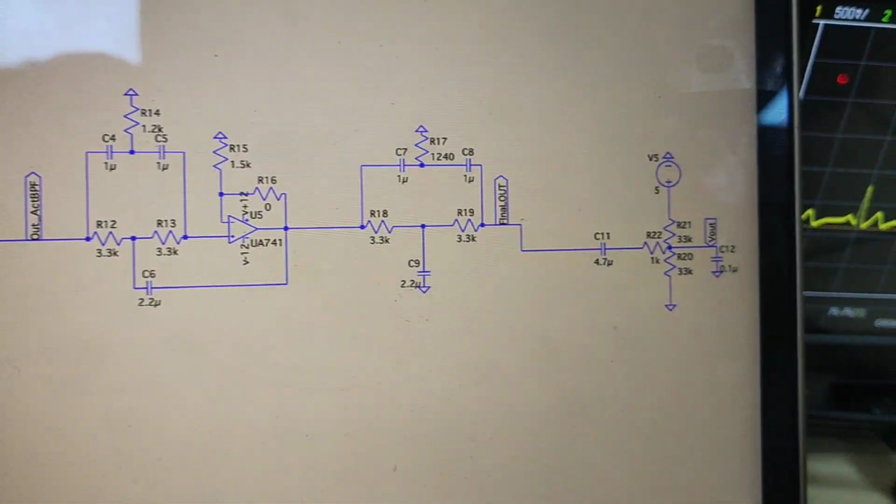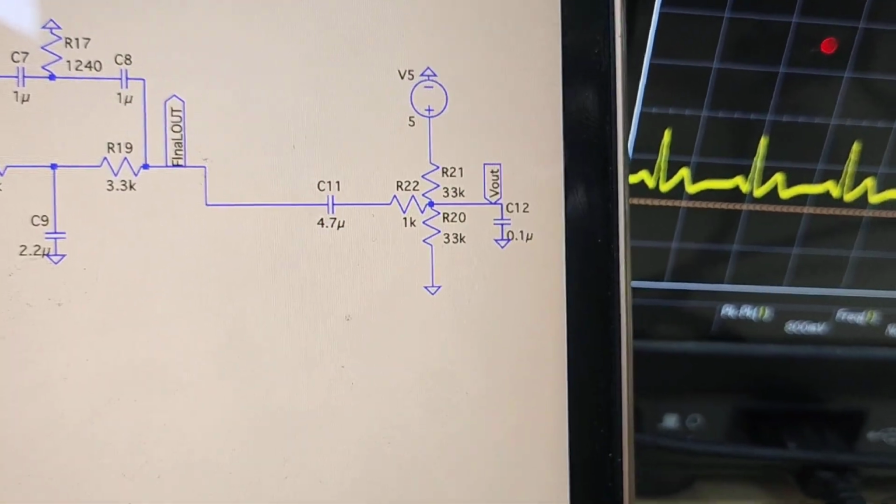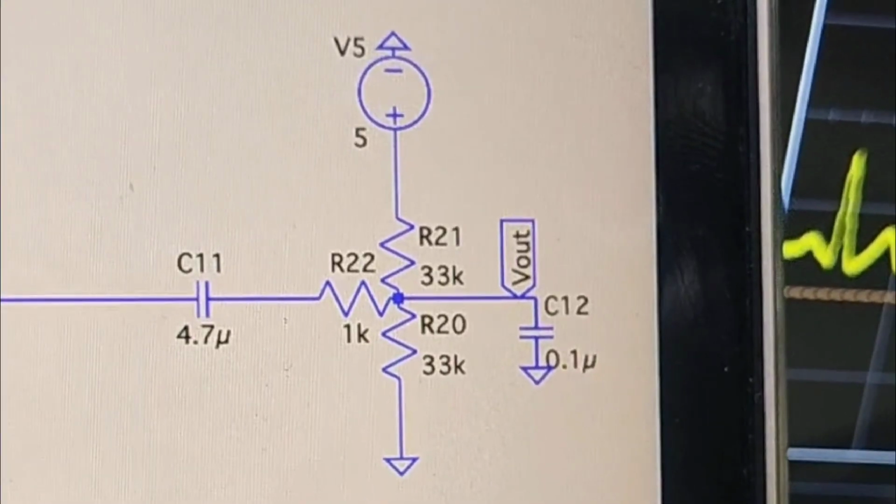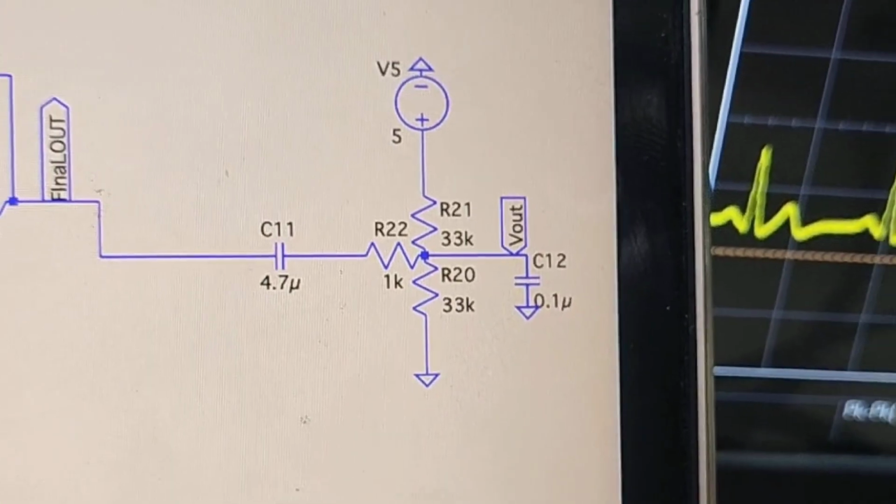The final stage of our circuit is the output buffer and level shifter. This stage serves a critical function. It limits the output voltage range to 0 to 5 volts and centers the signal at 2.5 volts. This signal conditioning is essential for interfacing with the Arduino's analog to digital converter, which requires a signal within the 0 to 5 volts range. This stage ensures our ECG signal can be properly digitized by the Arduino for heart rate calculation.